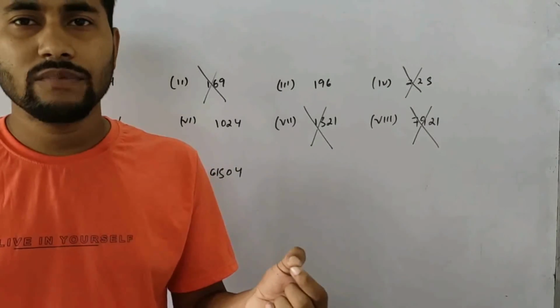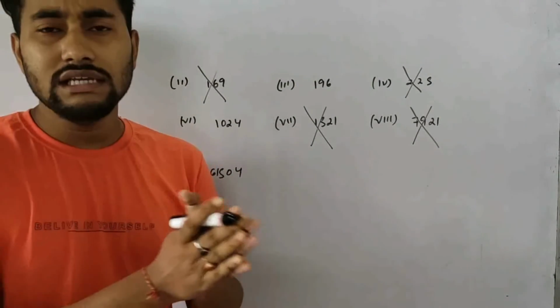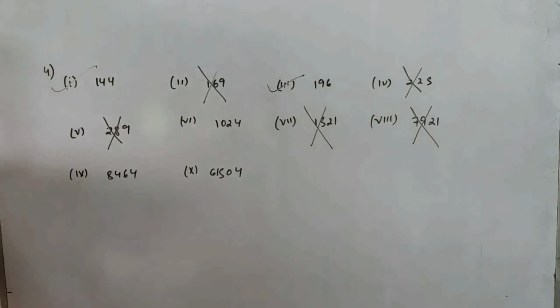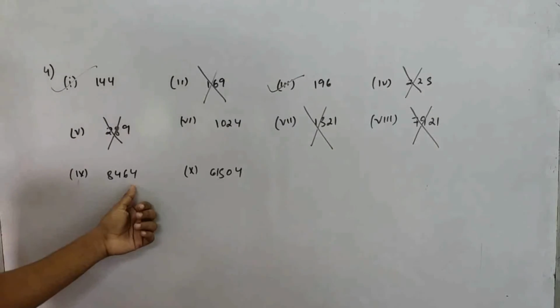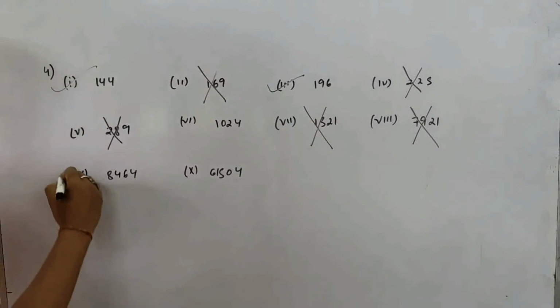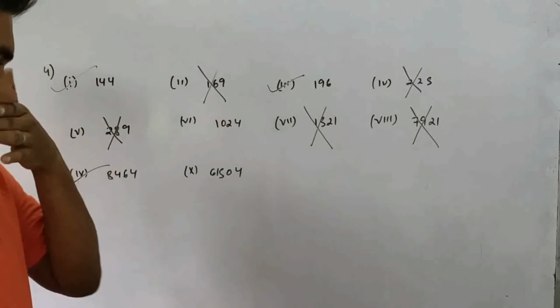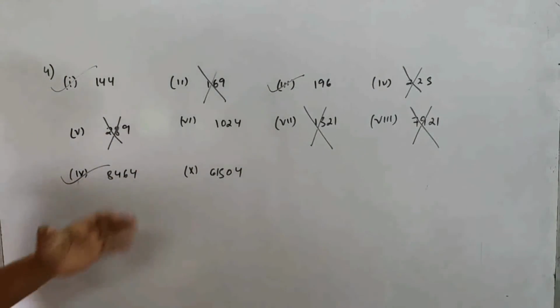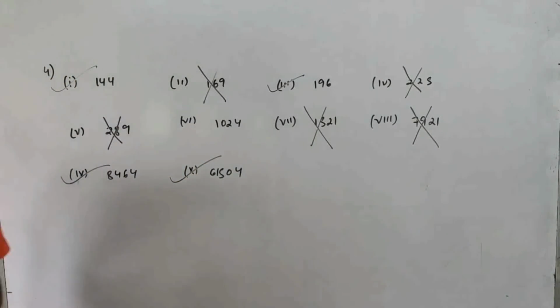Now 144: is it a square of any number? Yes, 144 is 12 square, so this is correct. 196: is it a perfect square? Yes, 14 square is 196. Then 8464, it is even. Is it a perfect square? The ending digit 4 is there, so yes, it can be a perfect square. It is 92 square. Next, 61504, again an even number. At the ending 4 is there, so this can also be a perfect square. Understood?